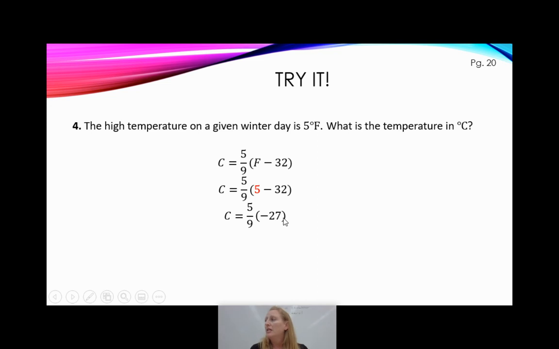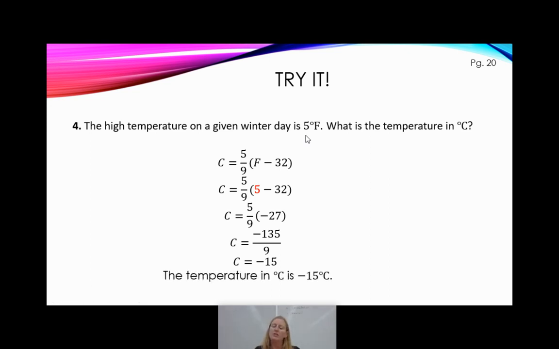Awesome. Please remember that we multiply with the top and we divide out the bottom. So 5 times the negative 27 is negative 135. If I divide that by 9, I get negative 15. Oh my gosh. Well, 5 degrees Fahrenheit is cold. It's cold. And it turns out that temperature in Celsius is negative 15 degrees Celsius. It's really cold.